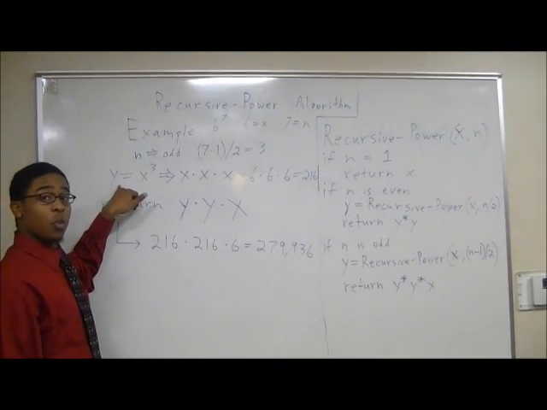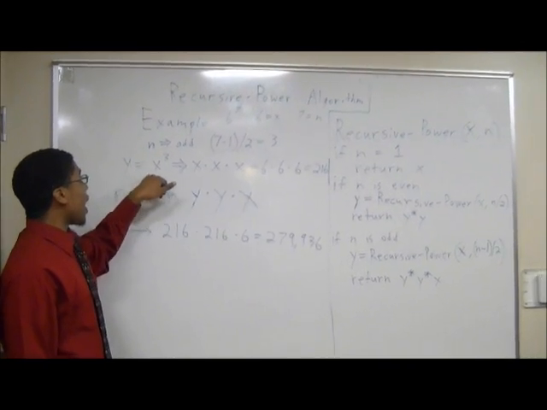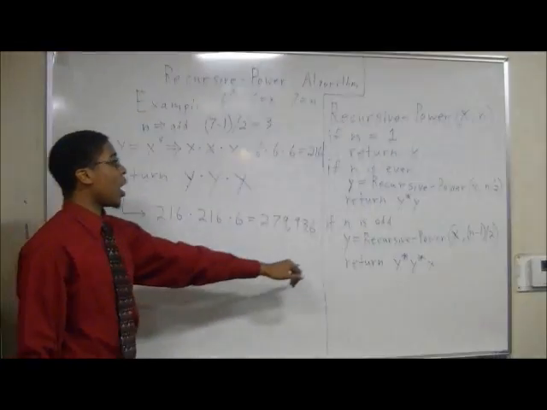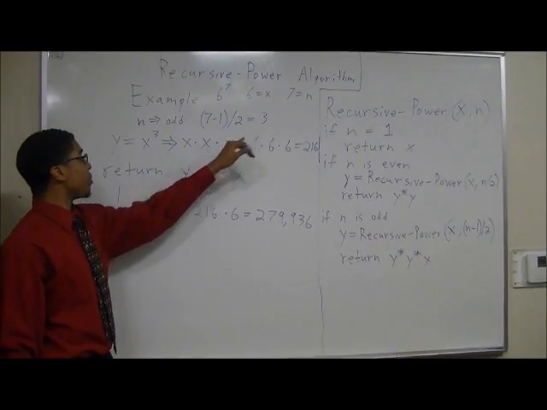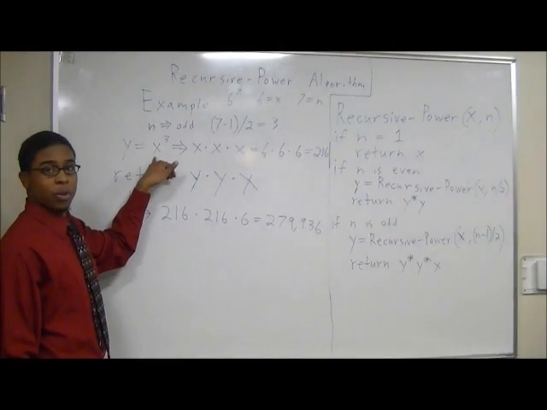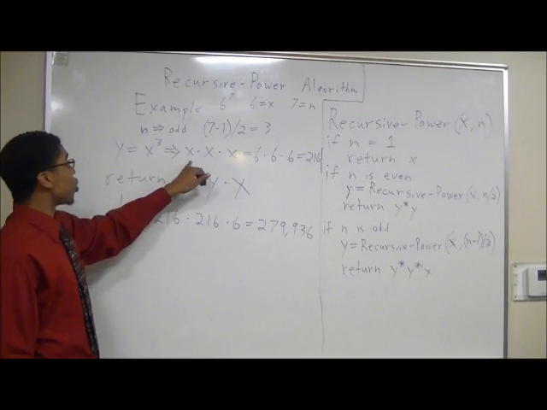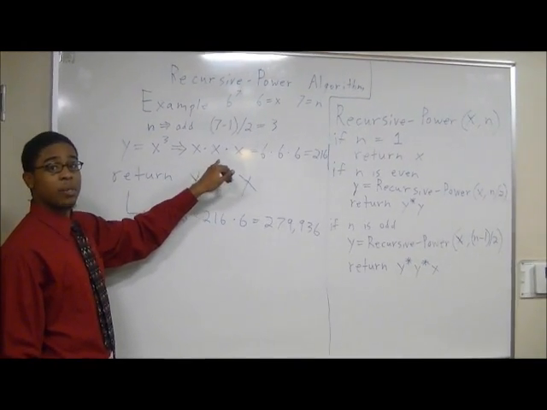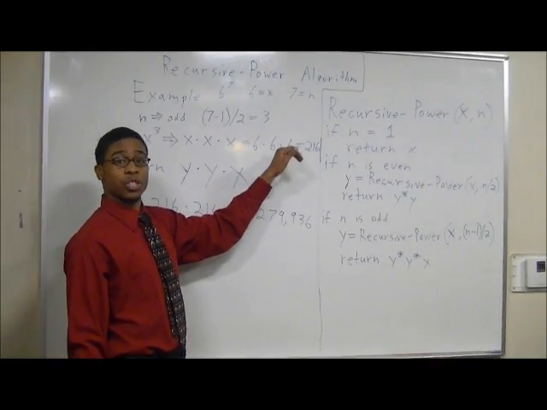Then we try to find y recursively. Y is equal to x to our n minus 1 divided by 2, which we got to equal 3. So essentially we're doing x to the 3rd power, but the algorithm does this using multiplication. So we literally have x times x times x, which is 6 times 6 times 6, which is 216.